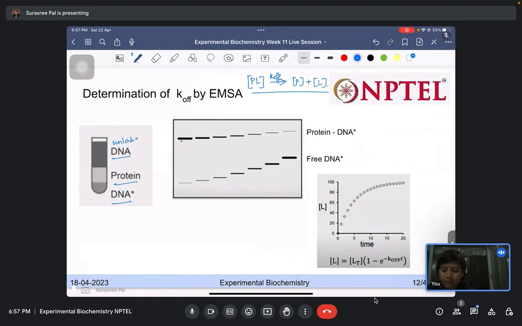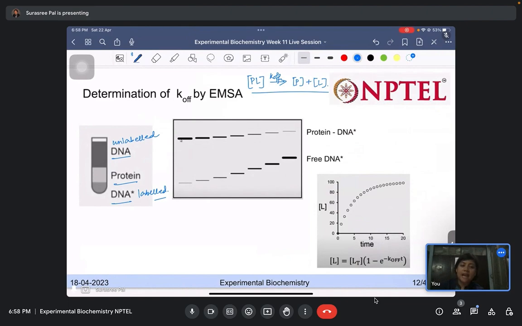This is unlabeled DNA, and this is labeled DNA. So why do we take unlabeled DNA? When the protein is added in this reaction, the protein will bind to the labeled DNA. But once the protein dissociates from the labeled DNA, the chance of it binding to labeled DNA again will be much, much less because the unlabeled DNA will be in much excess.